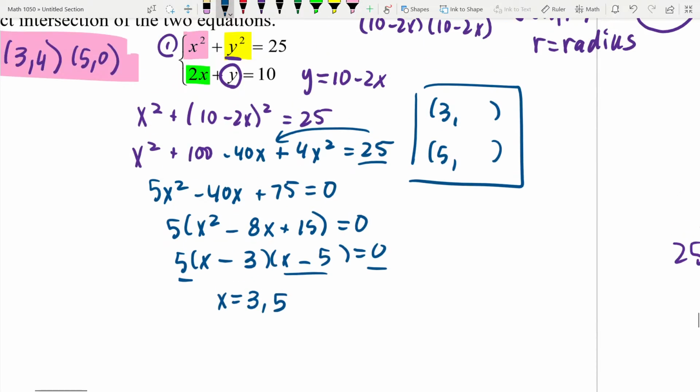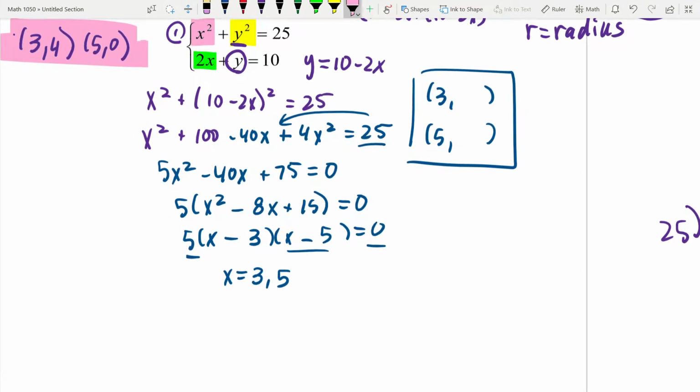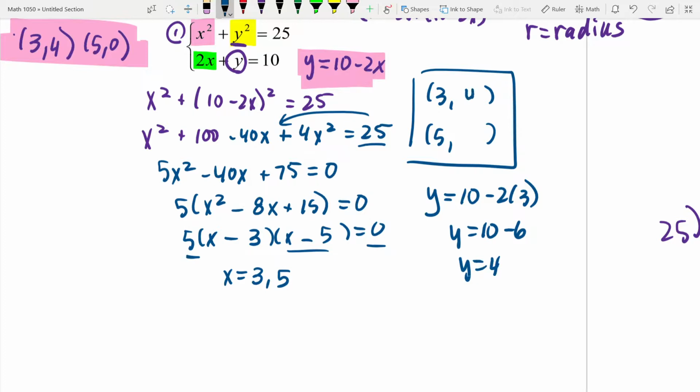The nice thing about substitution, guys, is the plugging back in. Do you see here how this equation is solved for y? If you use substitution, always go to the solved equation to plug in. It's easier than anything else. So if x is a 3, you'd have 10 minus 2 times 3. That would be 10 minus 6, which gives you y equals 4. If x is a 5, then you'd have y equals 10 minus 2 times 5.